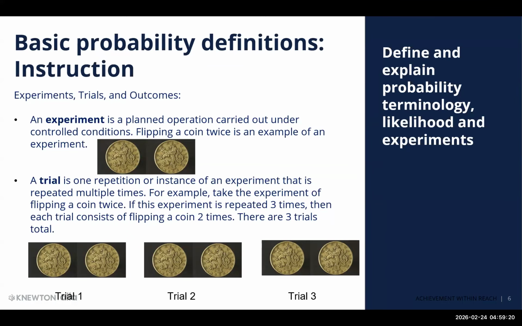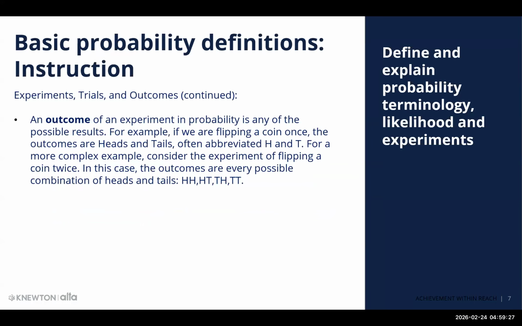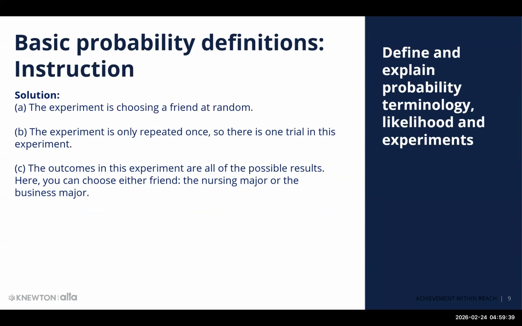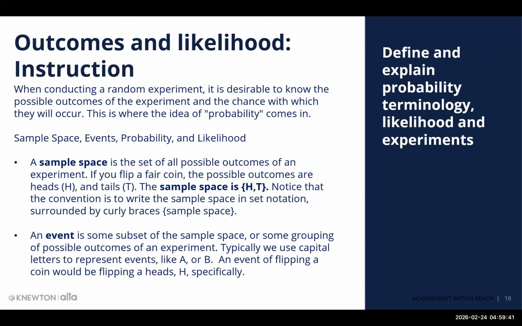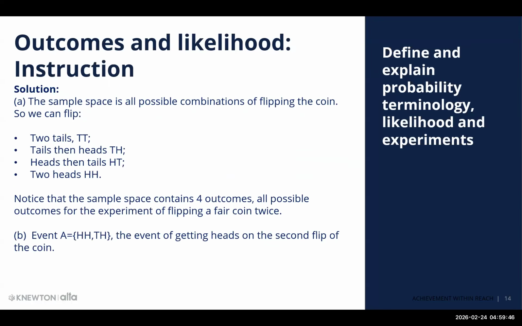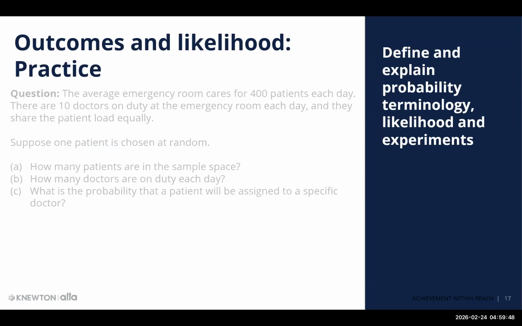So this is just a quick experiment with flipping two coins. You can have a number of trials, and outcomes are all the different possibilities that you can have with two coins. These are the kinds of things that we looked at when we met last, and we're going to expand on that a little bit.